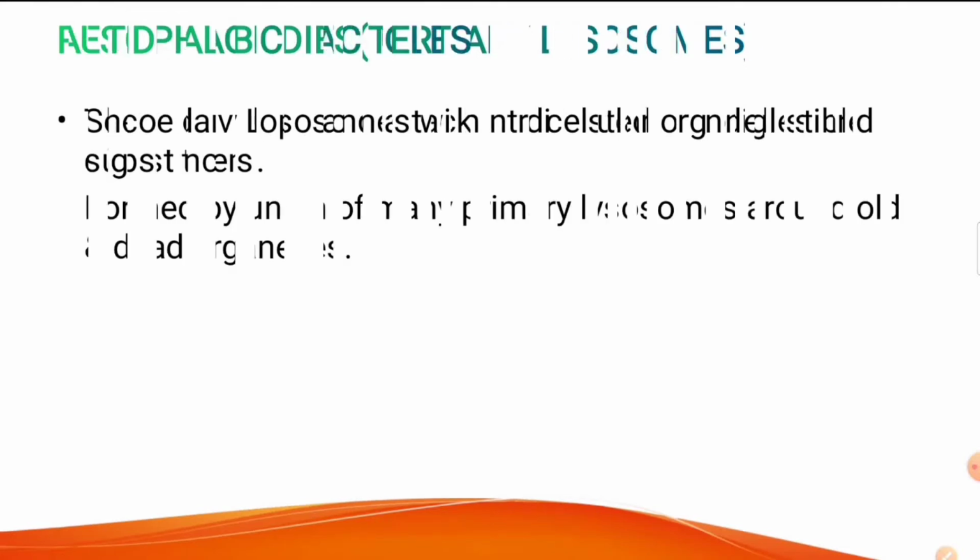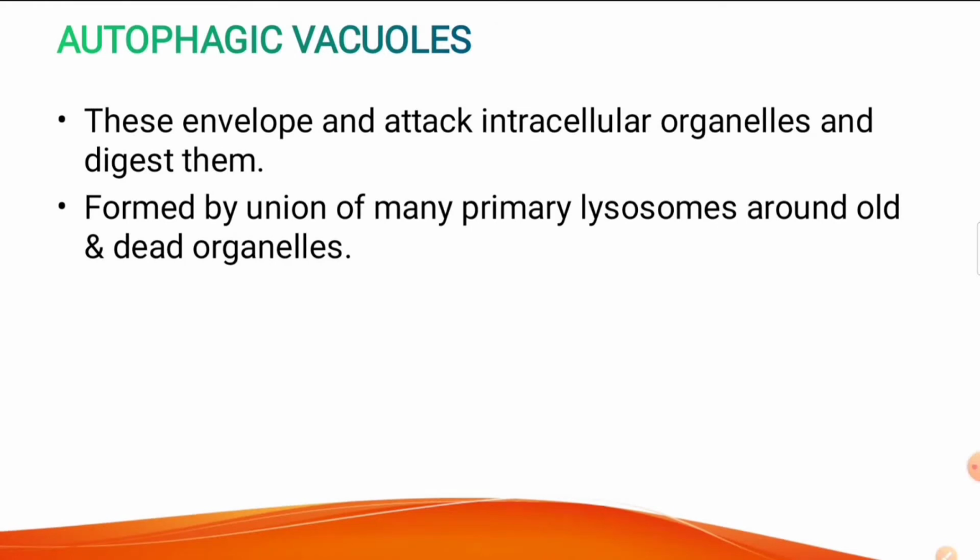The next one is the autophagic vacuole. What is an autophagic vacuole? These envelop and attack the intracellular organelles and digest them. Whatever organelles are found inside the cell are attacked and digested by lysosomes, and in that state we call it an autophagic vacuole. These are formed by the union of many primary lysosomes around old and dead organelles.